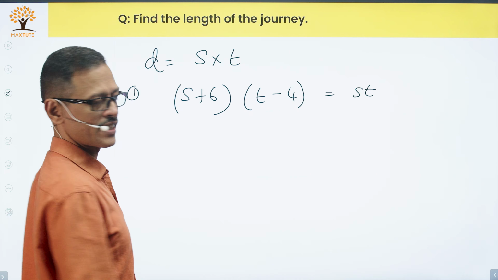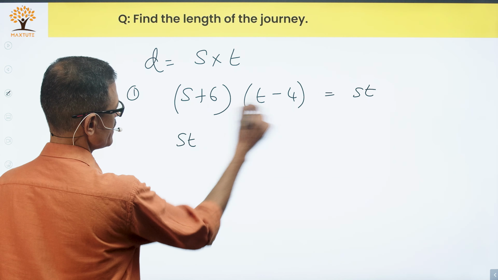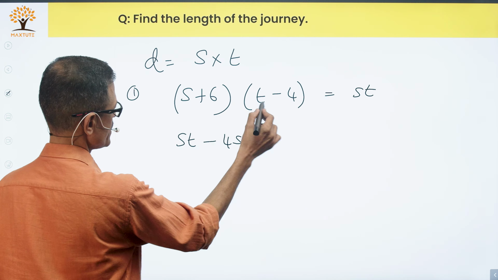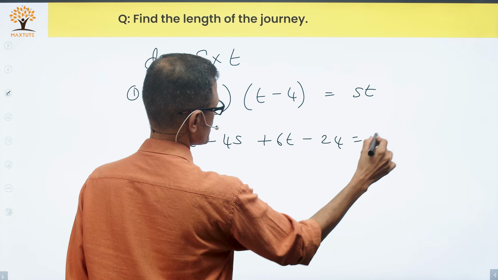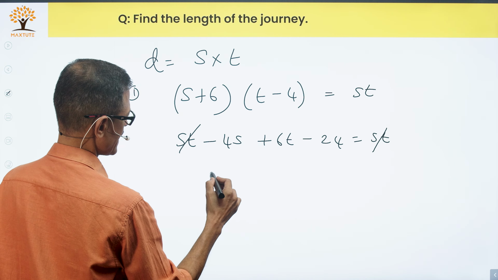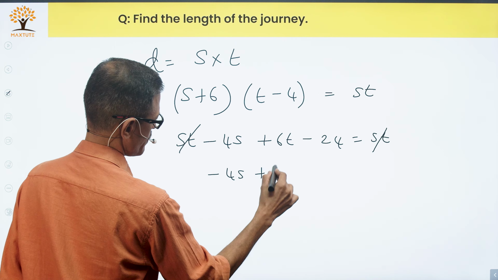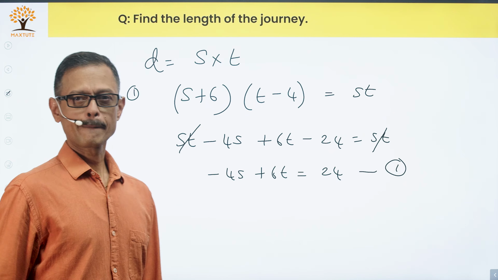Let's simplify this first and call it equation 1 before we look at scenario 2. So this is st minus 4s plus 6t minus 24 is equal to st. st gets cancelled on both sides. So what we'll get is minus 4s plus 6t is equal to 24. We'll call this equation 1.